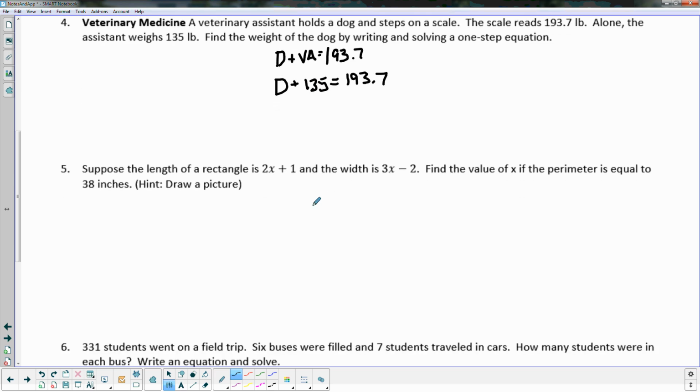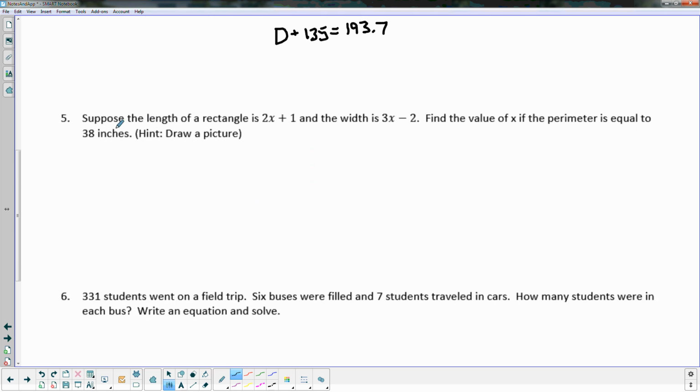Okay. The next one, number 5. Suppose the length of a rectangle is 2x plus 1, and the width is 3x minus 2. Find the value of x if the perimeter is equal to 38 inches. So let's think again. It says hint, draw a picture. Not that you necessarily have to, and it's not like the picture is helping you too much by any means, but I do have length and width. Let's say the width is here, 3x minus 2, and 2x plus 1.